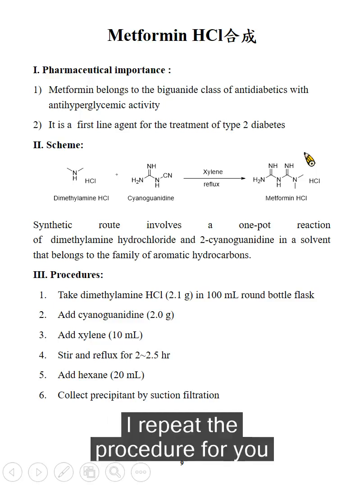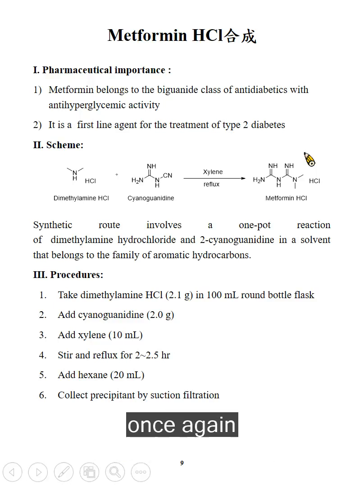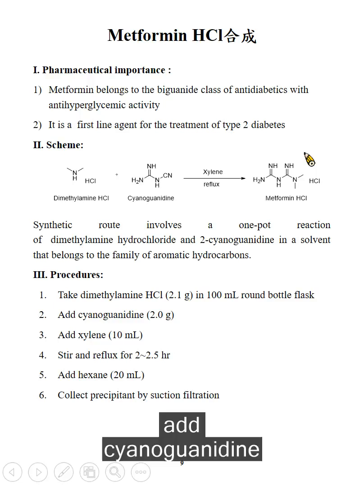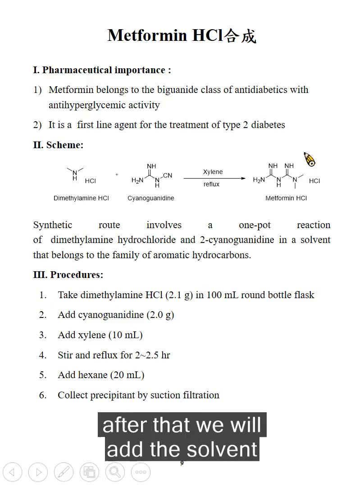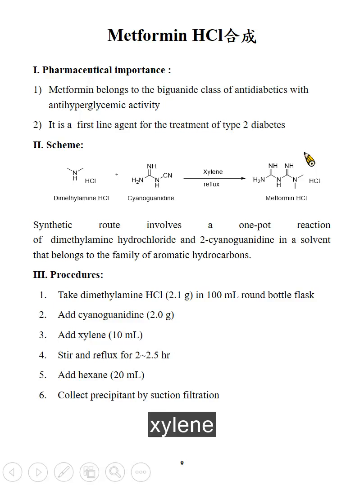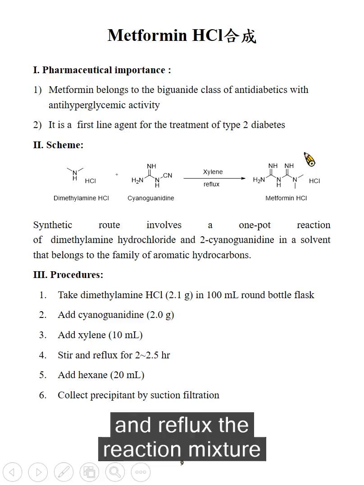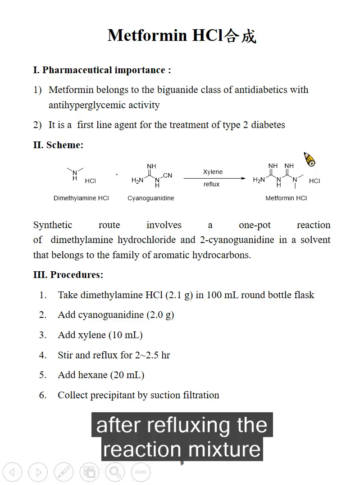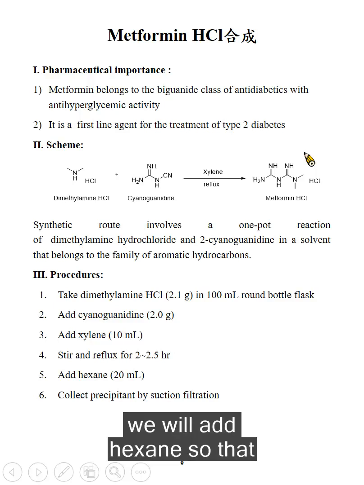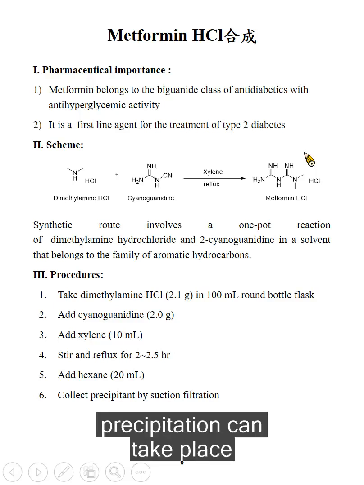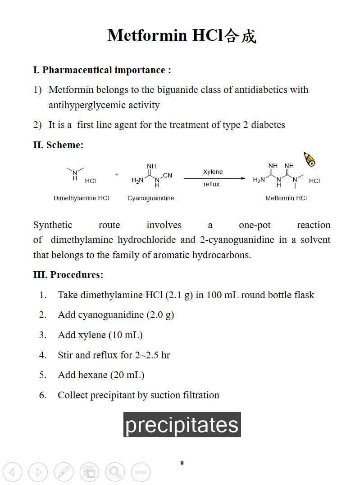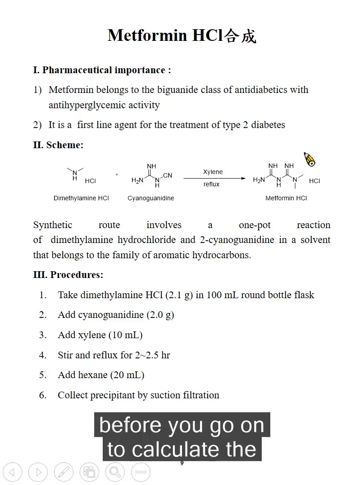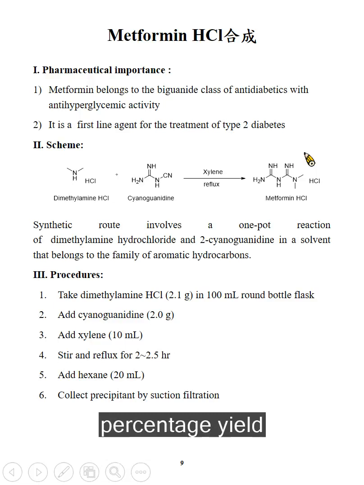I repeat the procedure for you once again. We will take dimethylamine hydrochloride in a 100 ml round bottom flask and add cyanoguanidine to it. After that, we will add the solvent xylene and reflux the reaction mixture for 2.5 hours. After refluxing the reaction mixture for 2.5 hours, we will add hexane so that precipitation can take place, and then we will filter the precipitates. Make sure the compound is perfectly dried before you go on to calculate the percentage yield.